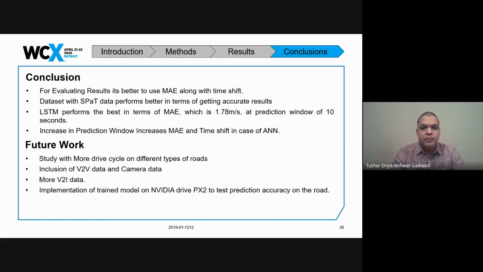In future work, we would like to study more drive cycles on different types of roads. We would also like to include V2V data and camera data, and also more V2I data. Then we would like to go towards implementation of the trained model on NVIDIA Drive PX2 to test the prediction strategy on the actual road.